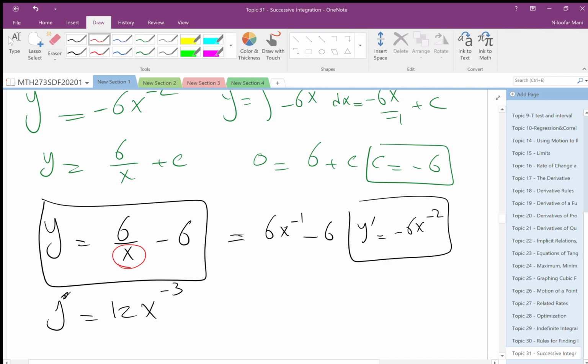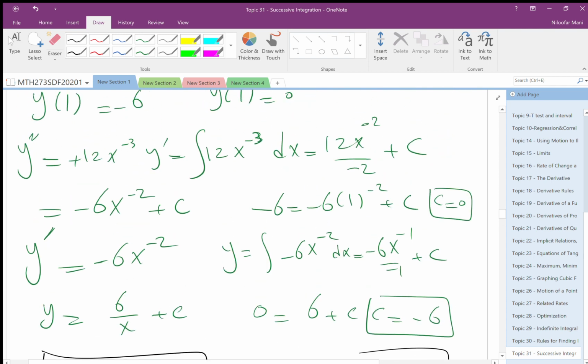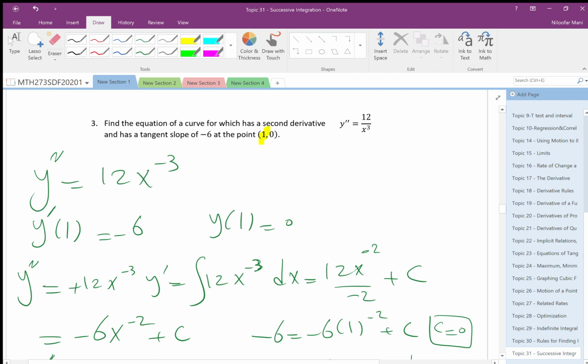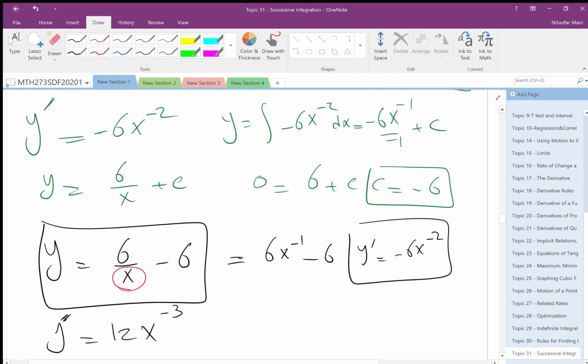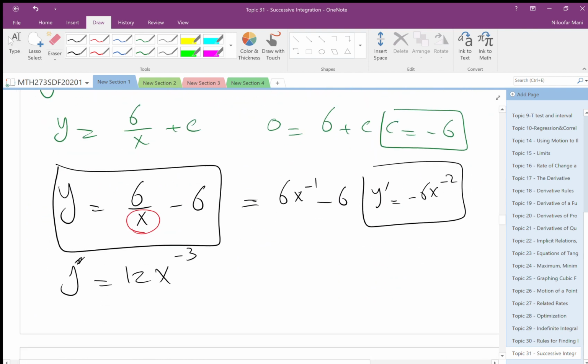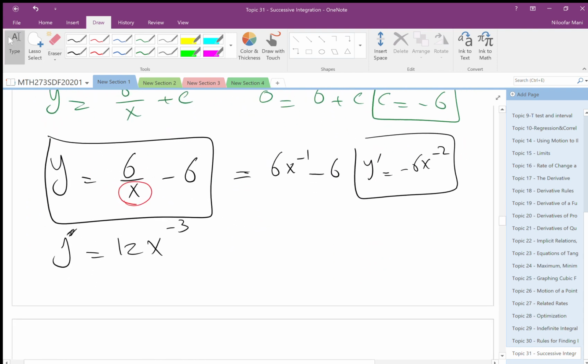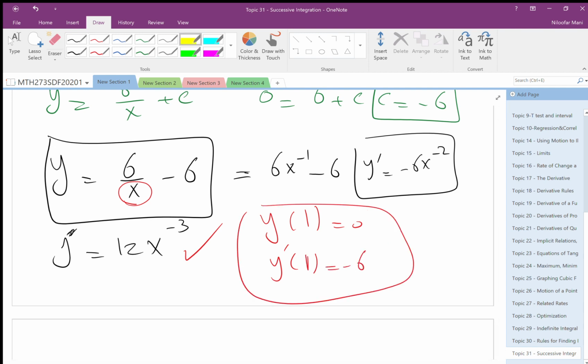It's working. When I put 1 there for y prime, the answer is -6, and it's still working. So when I check, I see y at 1 is 0, and y prime at 1 is -6. All of them are working. So this is the answer. Okay.